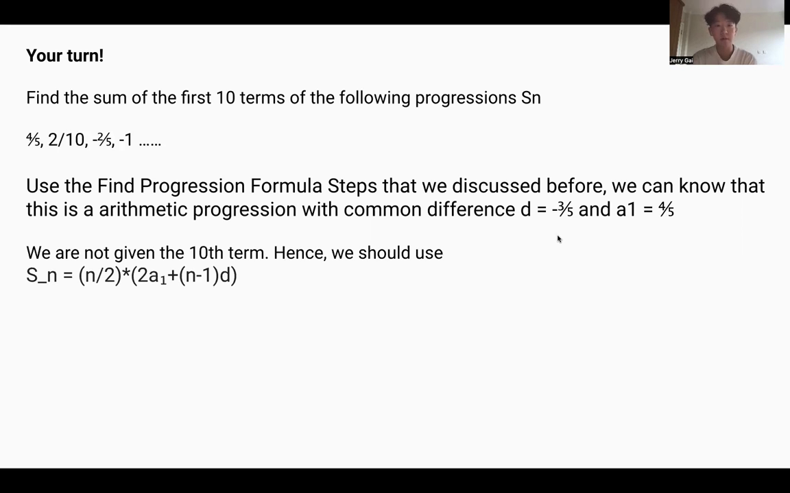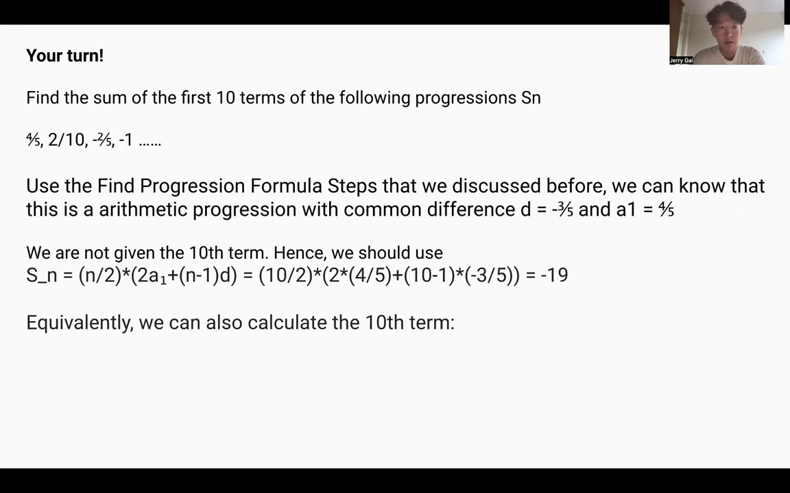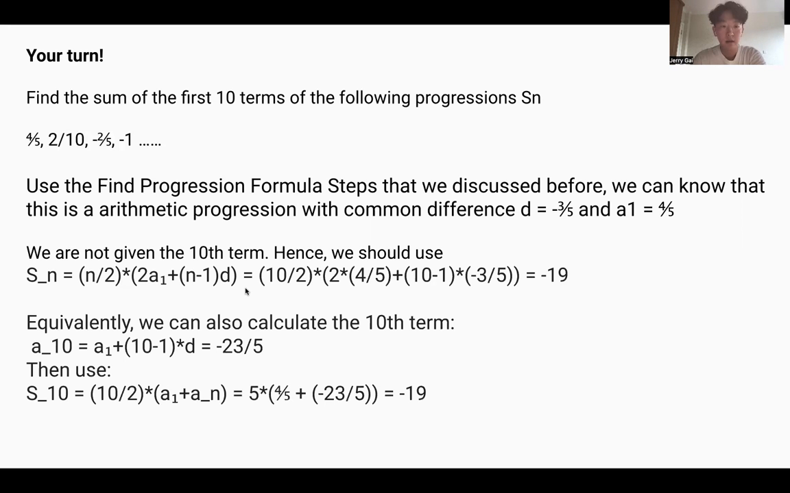And we don't know the 10th term, so we can use the second formula of the summation of arithmetic progression, which is Sn is equal to n/2 multiply 2a1 plus n-1 multiply d. And you get the answer of -19. You can also calculate the 10th term using the formula for an, and you get the 10th term is equal to -23/5. Then you can use the first formula for calculating the summation, and you get the same answer.